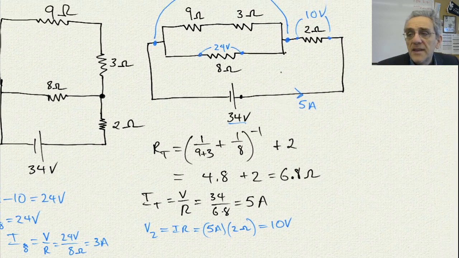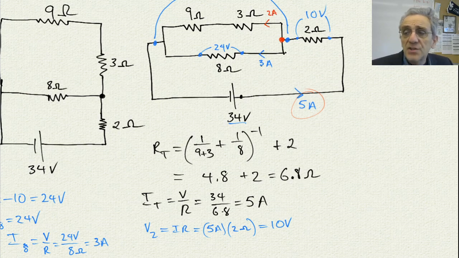Now I know that I have 3 amps going here. Well, I don't need to do that calculation for the other side because of this junction right here. If I know I have 5 coming in and I have 3 going out this arm, then I must have 2 going in this arm, because 2 amps plus 3 amps is equal to 5 amps. 5 amps is coming in and 2 plus 3 is going out of the junction. So now I know what the current through the 9 and the 3 is, so I can easily calculate the voltage for those guys.